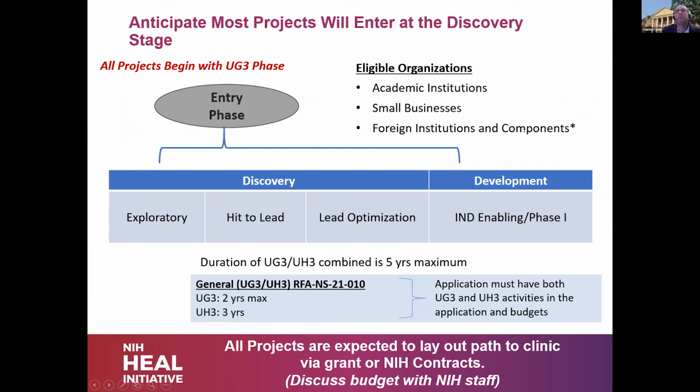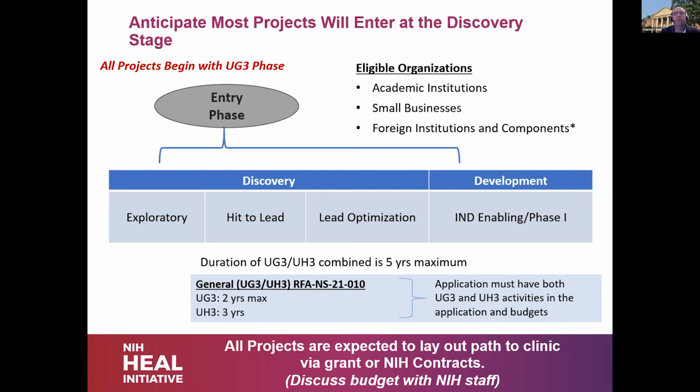Foreign institutions and components are allowed. Do talk to us before you apply so we can tell you about the additional requirements that you'll need to demonstrate, and so you can cover that in your application. All projects are expected to lay out a path to the clinic via the grant or the NIH contracts. Discuss the budget with us. They're not limited in this particular thing for pain, but we want to make sure we understand exactly what you're proposing.